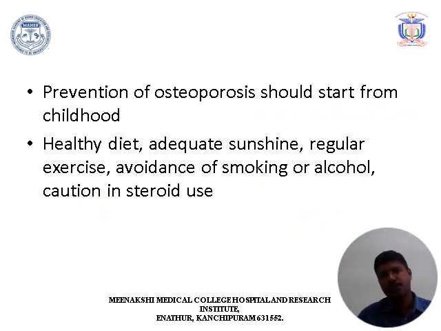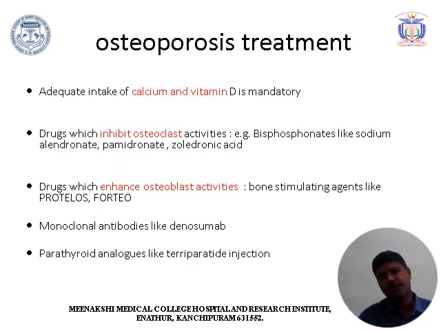So prevention of osteoporosis should start from childhood. You have to get a good healthy diet, adequate sunshine, regular exercise, avoiding smoking and alcohol, and avoiding the use of steroids are helpful in avoiding osteoporosis. How to treat osteoporosis?